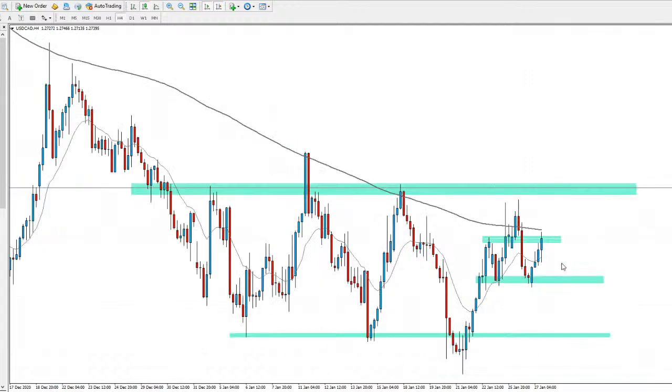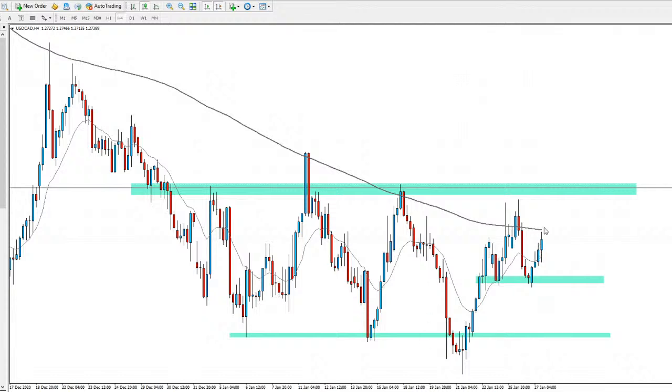USD CAD looking bullish again, currently a little bit of minor resistance there, but price is definitely ranging for USD CAD. Clear resistance above there, clear support there. Price is just kind of struggling between those two areas, but currently price is bullish right now with that momentum.